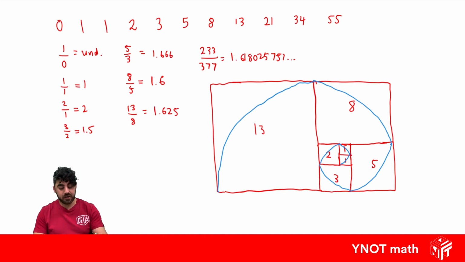And these Fibonacci numbers also occur in nature as well. You'll find that the number of petals on a flower is always a Fibonacci number.